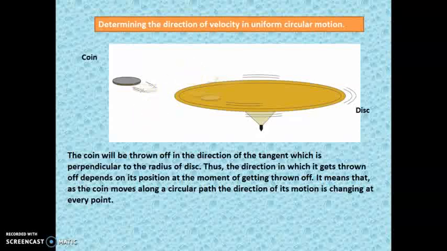It means that as the coin moves along a circular path, the direction of its motion is changing at every point. As the disc is moving and the coin is here, it is thrown in this direction. Suppose as the disc moves, the coin comes here, it will be thrown in this direction. Then here it will be thrown in this direction. So the direction keeps on changing, but it is always tangent, that is at 90 degrees. A very simple module of uniform circular motion.